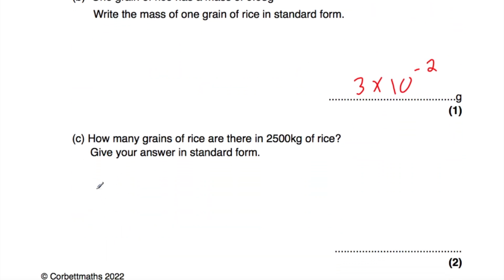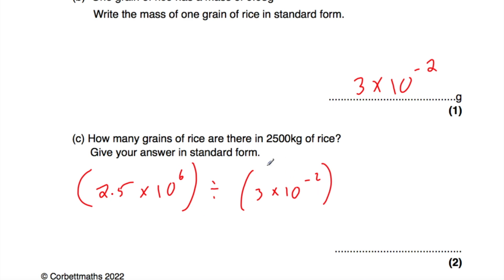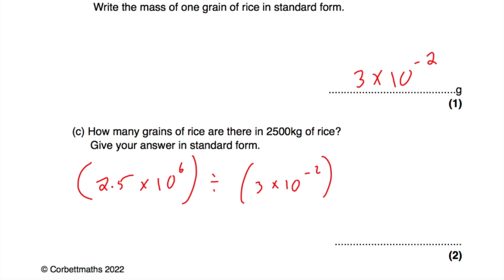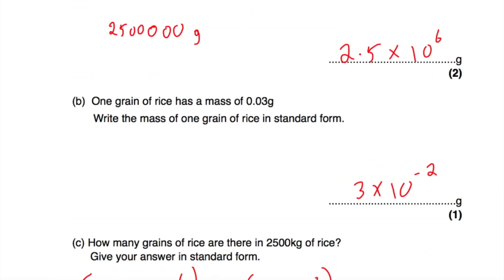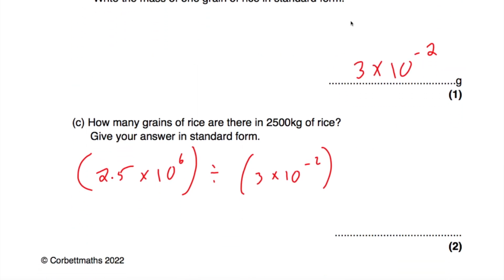So we're going to take the 2.5 times 10 to the power of 6, and we're going to divide that by 3 times 10 to the power of negative 2. And when we do that division, we'll find out how many grains of rice there would be. And we need to give our answer in standard form. Now let's go back up. It is a calculator question, or it is now. Whenever you go back to the practice questions, it'll be a calculator question now.